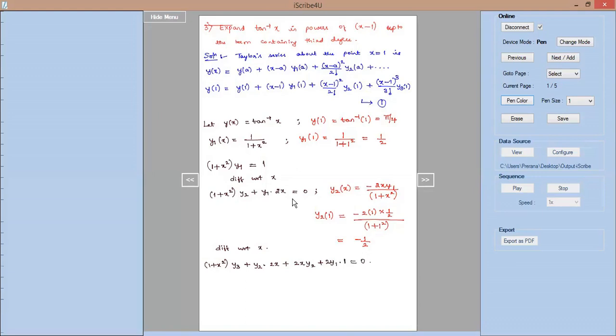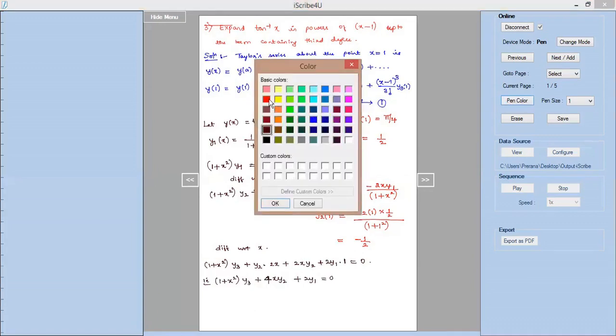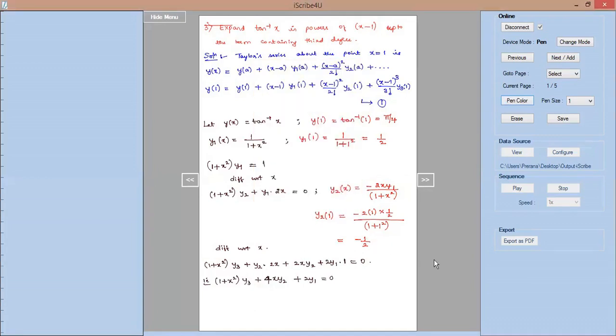So we have 2xy2 and 2xy2 in the middle two terms. We can just add up these two and rewrite the expression, and we get 1 plus x square into y3 plus 2xy2 plus 2xy2, which gives us 4xy2 plus 2y1 is equal to 0. And just for simplicity again, I can write down this expression for y3 and obtain y3 at the given point 1. So this gives us y3 of x is equal to minus 4xy2 minus 2y1, the whole divided by 1 plus x square.